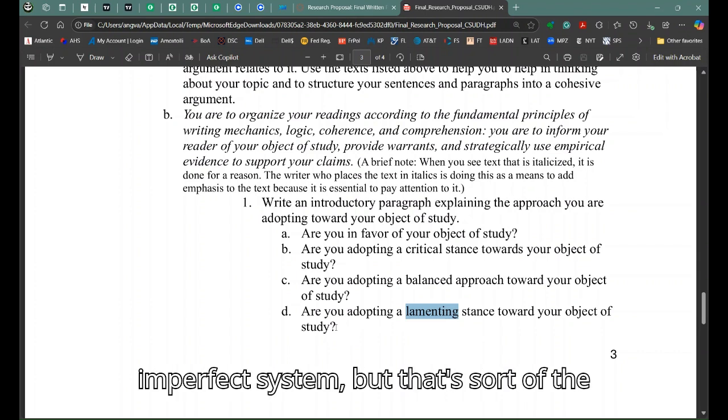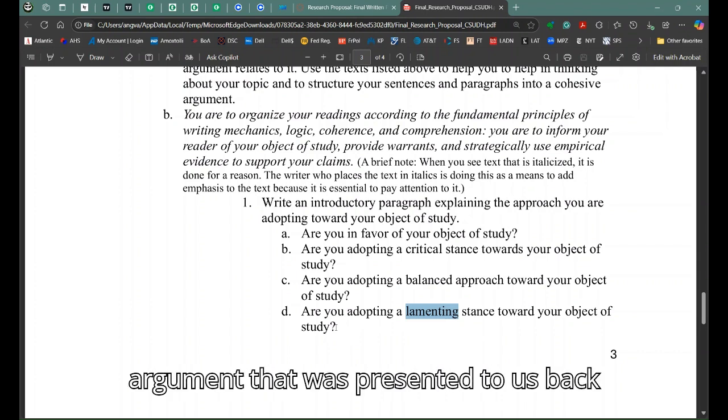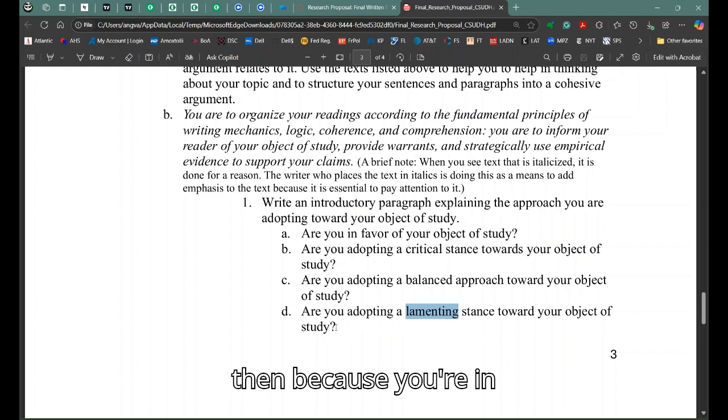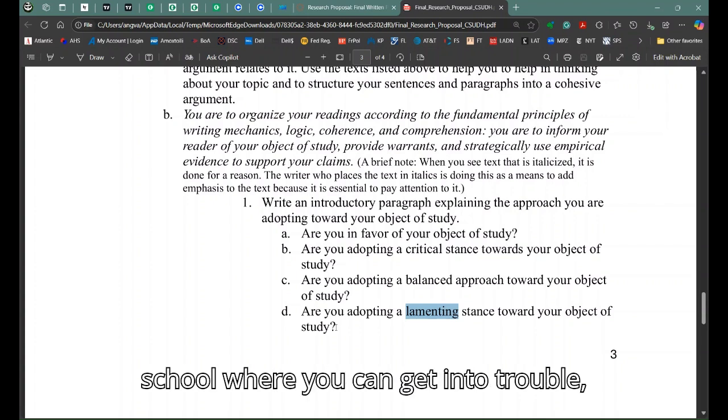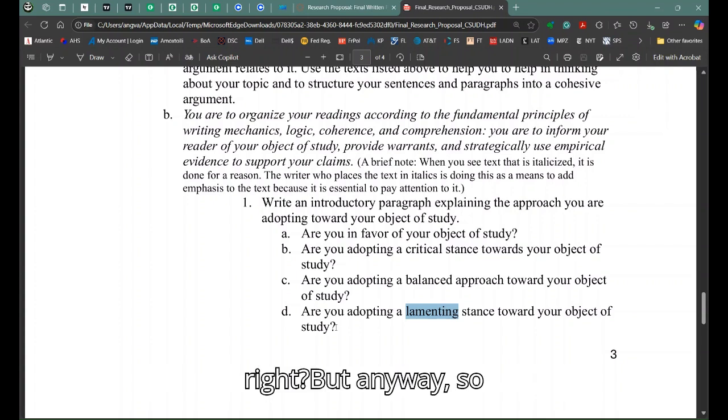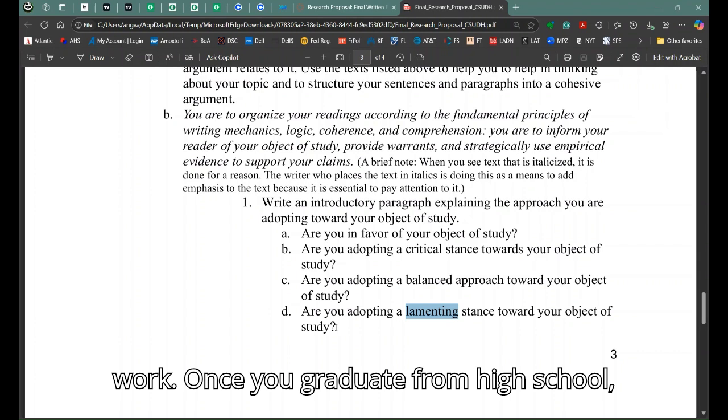All right. It's an imperfect system, but that's sort of the argument that was presented to us back then. Because you're in school, in class, and you're not outside of class or outside of school where you can get into trouble. Right.